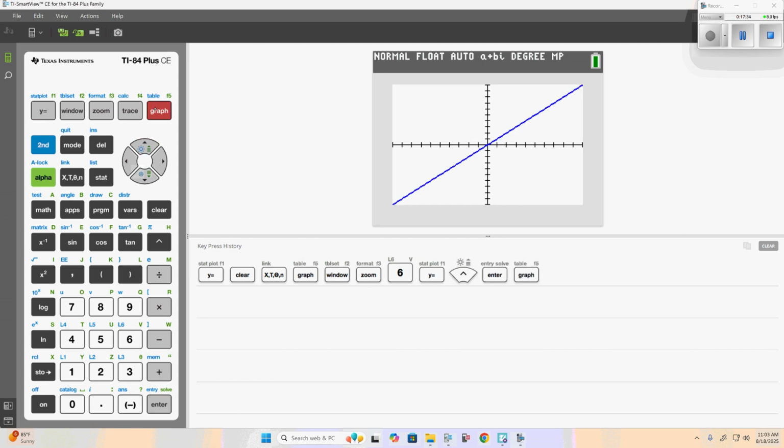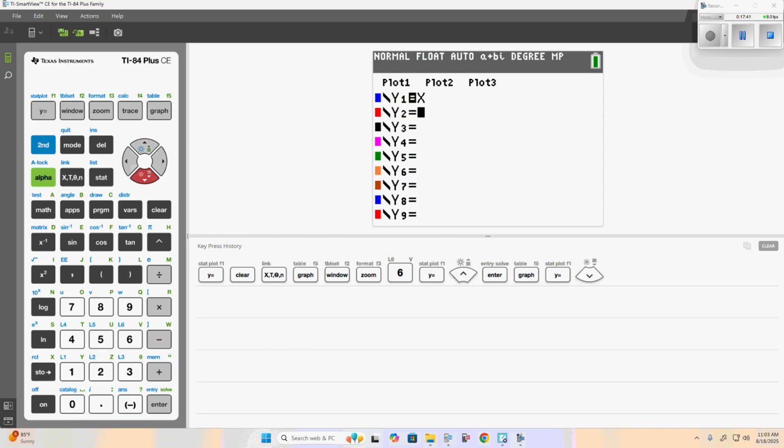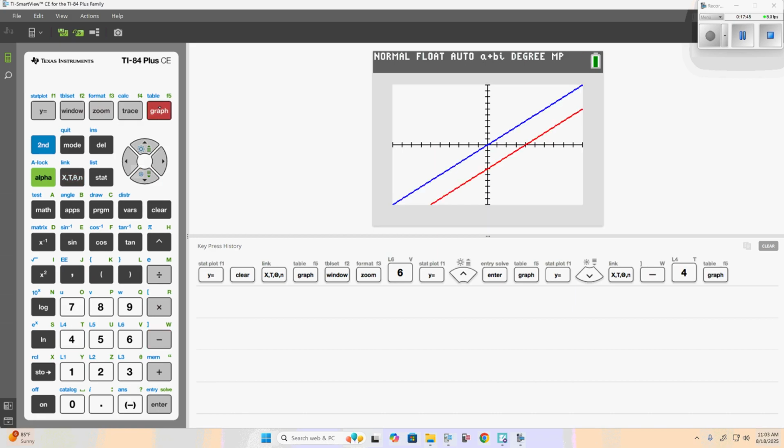So this here is the parent function, y equals x. F of x equals x. That's our parent function. Now, the new function we said was x minus 4, yes? So it should be down 4, which is exactly what we said. Y'all see how this works.